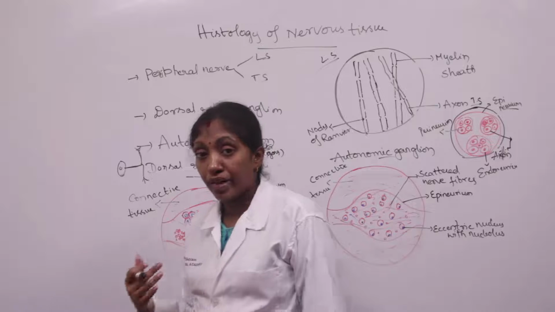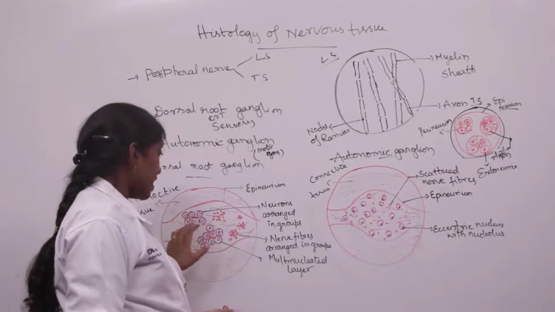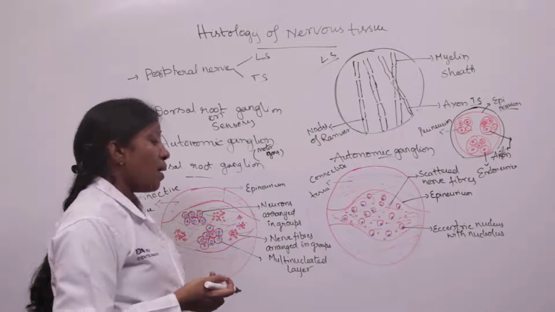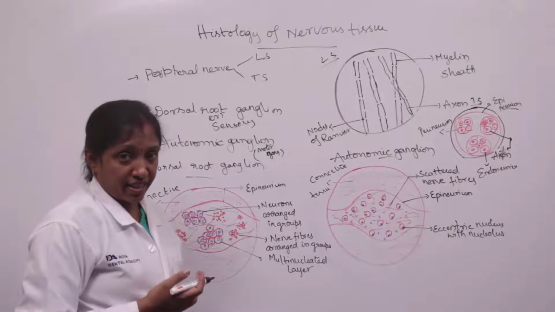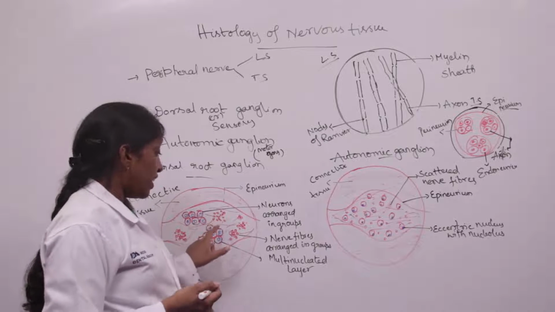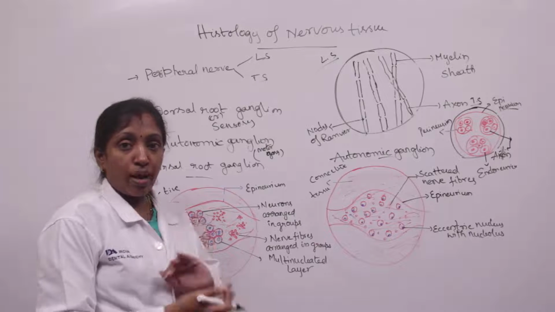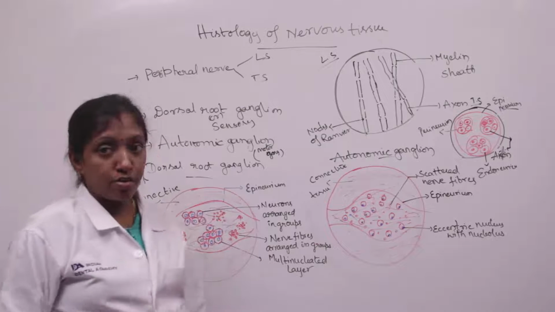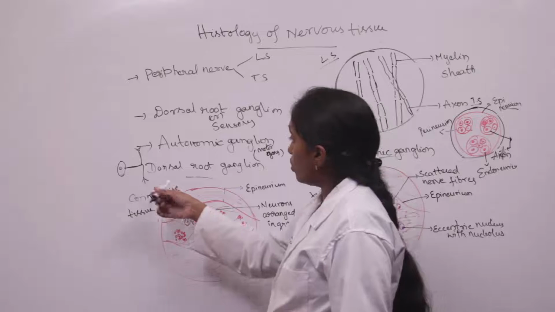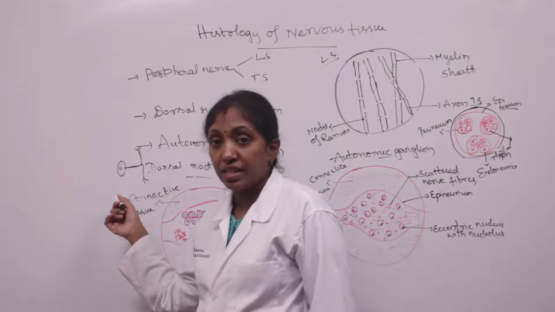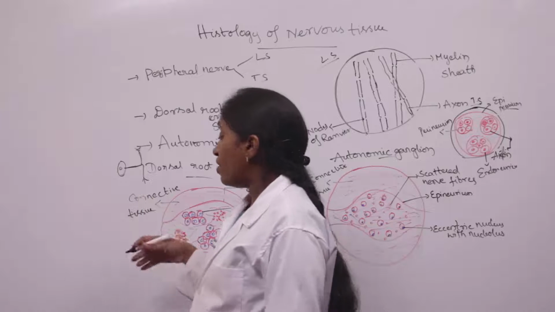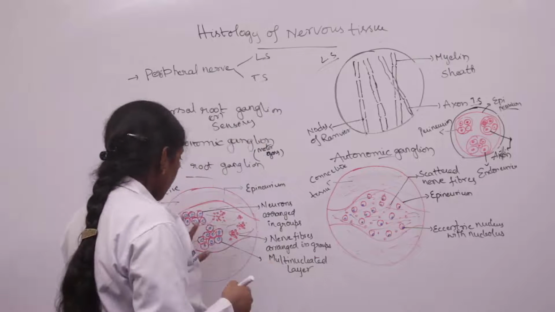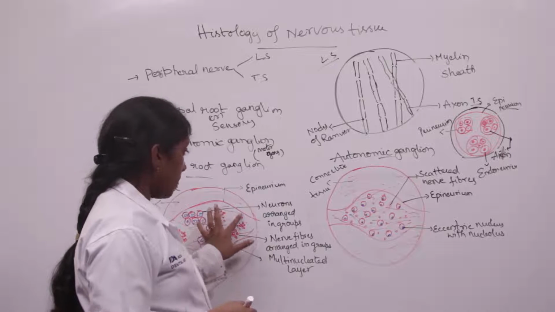The cell bodies consist of a prominent nucleus with a nucleolus, and they are surrounded by a multinucleated layer of satellite cells. And here the nerve fibers as well as the cell bodies are arranged in groups. Here the cell bodies are pseudo-unipolar neurons. Pseudo-unipolar neurons are seen. These cell bodies have afferent fibers. And here the cell bodies as well as the nerve fibers are arranged in groups.